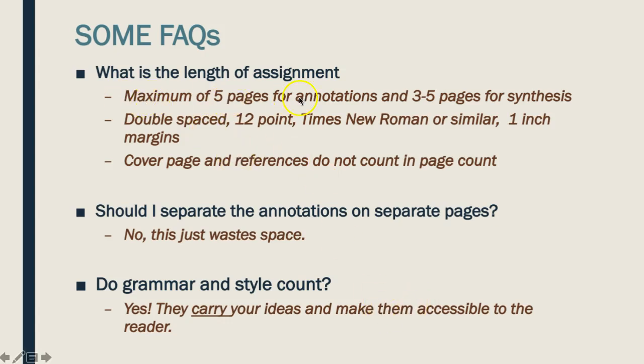So use a maximum of 5 pages for your actual annotations. Each one will be about half a page. So you probably won't even need the full 5 pages by the time you factor in space between each one. You're not going to want a whole page, but a space between each one. Then, with your references, you may end up needing that amount of space. And then 3 to 5 pages for your synthesis. If you don't use all 5 pages for your annotations and you want a little more space for your synthesis, you can play around with your spaces that way if you want to. I have no problem with that.